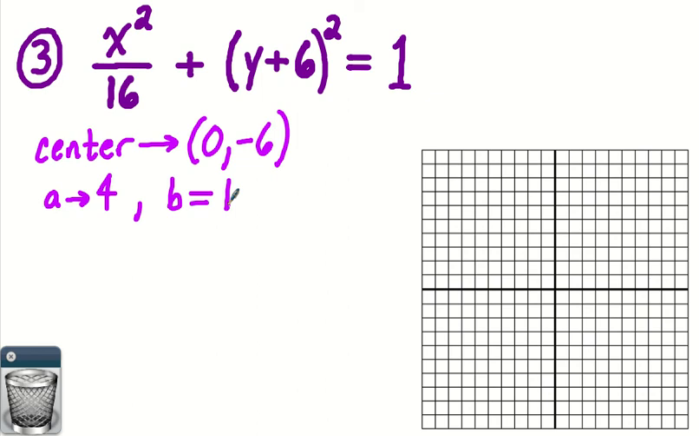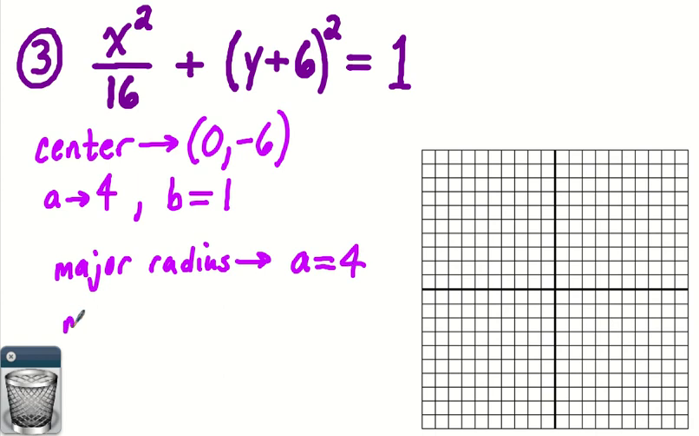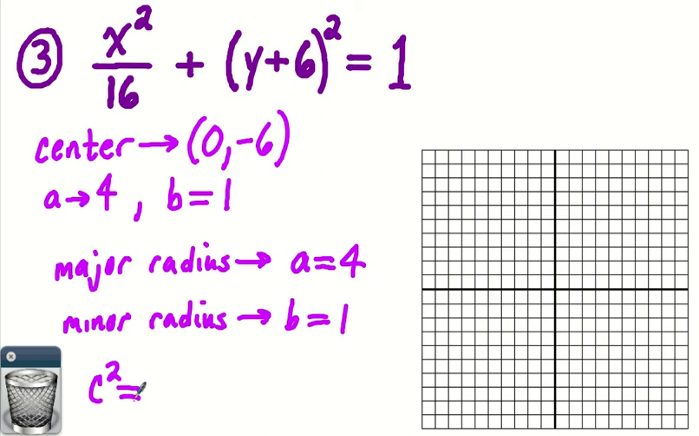So it looks like now my major radius will be an a value, rather than the b value, whatever. And so a equals 4, and then my minor radius will probably be b equals 1. And then it looks like c squared will equal 16 minus 1.